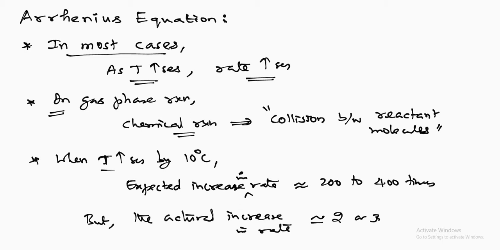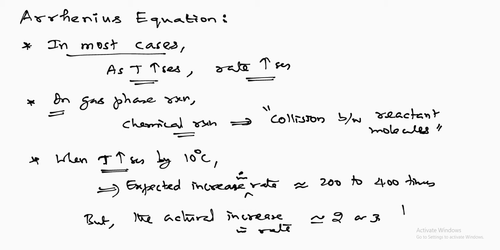And it was also found that when temperature increases by 10 degrees Celsius in the case of a gas phase reaction, the number of collisions increases by 200 to 400 times. If collision alone is responsible for reaction, then the expected increase in the rate must also be 200 to 400 times. But the actual increase in rate is just 2 or 3. It is not 200, it is not 250, it is not 300, it is just 2 or 3.